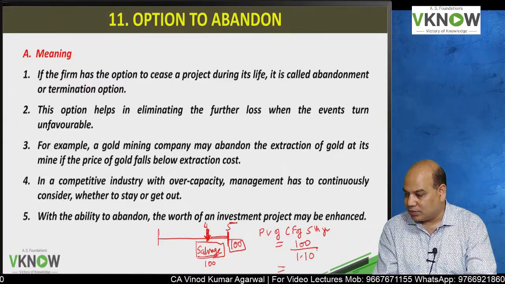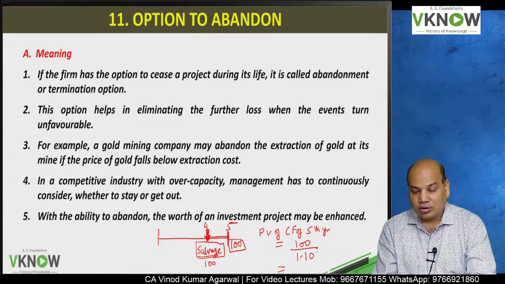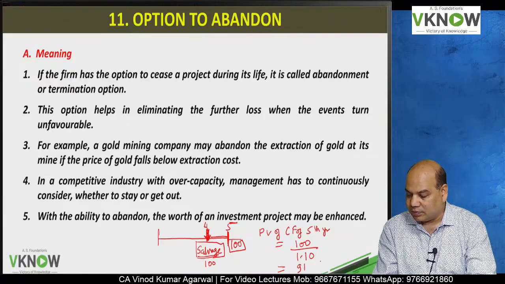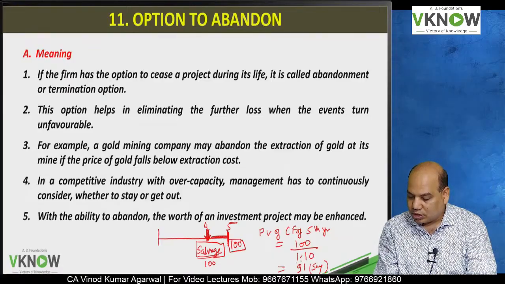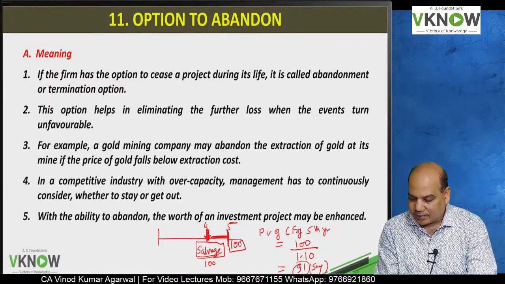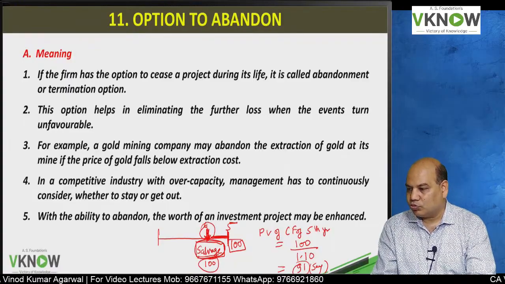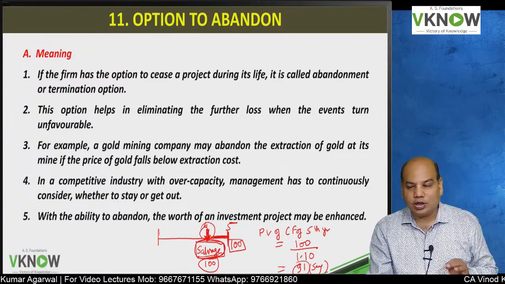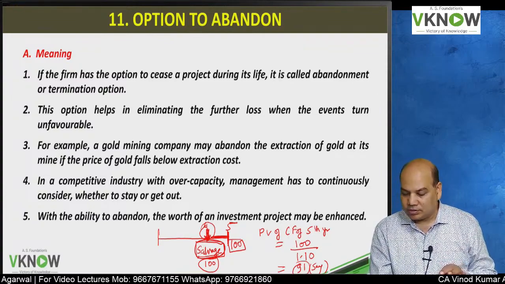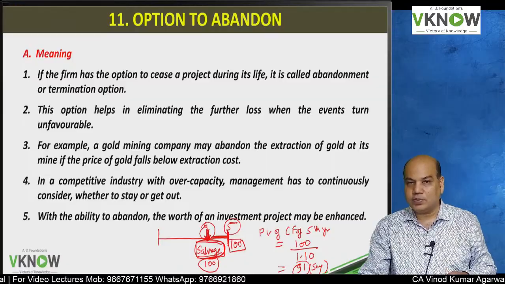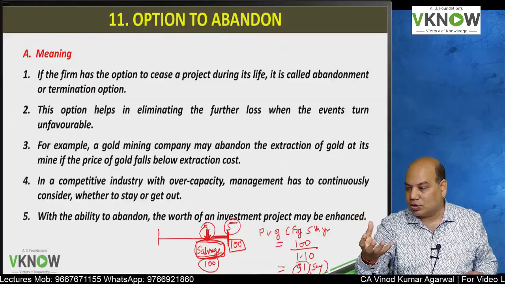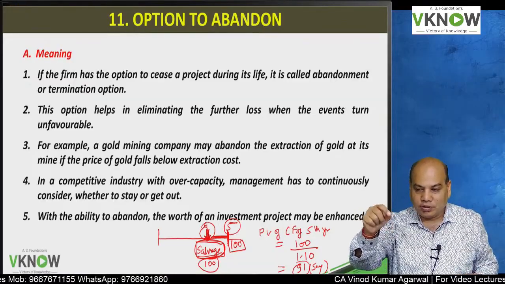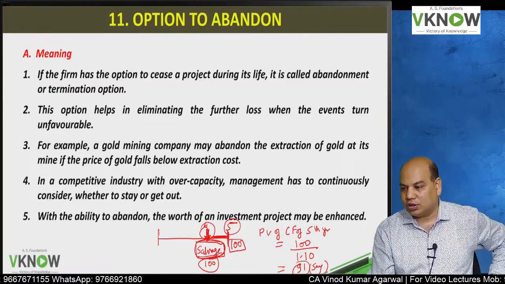How much is that? Can you please help me? 100 divided by 1.10. It is something around 91, let's say. By continuing for 1 year, I will get 91. But by terminating the project today, I will get 100 rupees. What is better? Terminating at the end of year 4 and getting 100 rupees, or continuing till the end of the 5th year and getting 100 rupees? The answer is obvious. Time value of money is also important. So I will be better off by terminating at the end of the 4th year. Is it right?